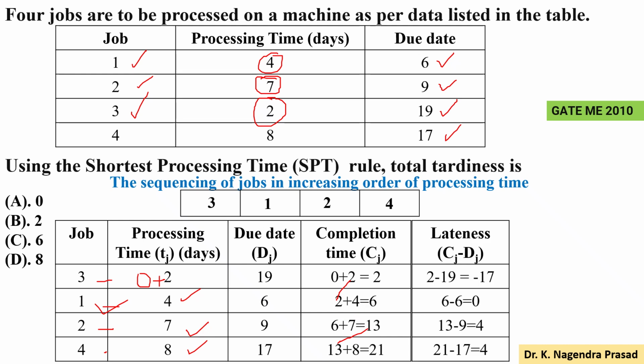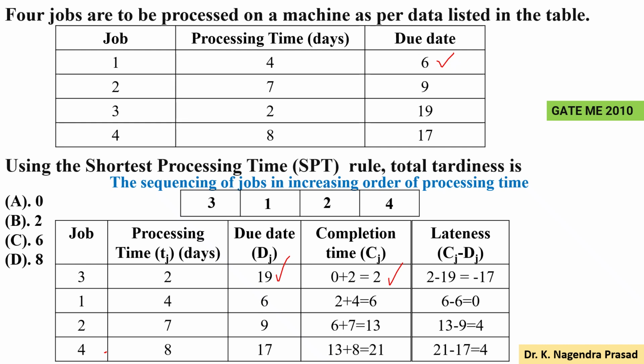Lateness is equal to the completion time Cj minus the due date Dj. So first we have to determine the lateness for job 3. For job 3, the completion time is 2 and the due date is 19. So 2 minus 19 is equal to minus 17.